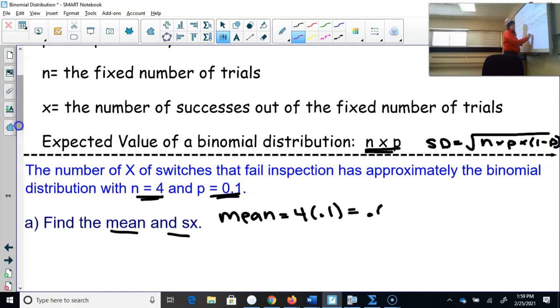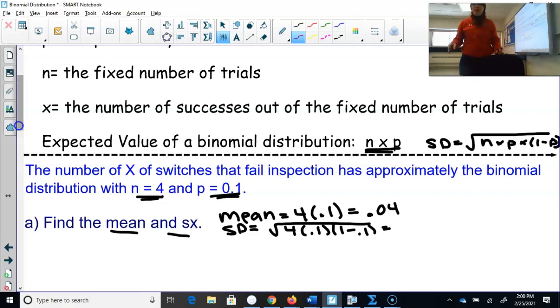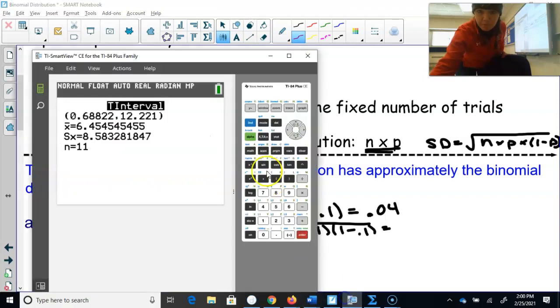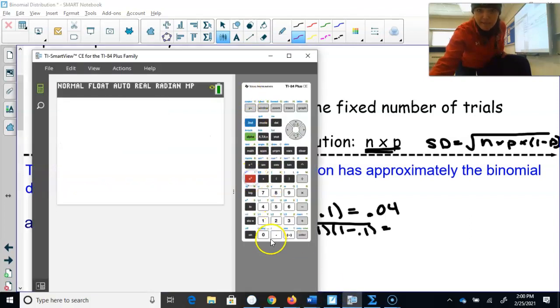All right, the next thing I'm going to do for the standard deviation is take the square root of n times p times 1 minus p. Okay, so I'm going to put that in my calculator right now. Square root, it's right there. So second x squared, 4 times 0.1 times 1 minus 0.1, that's 0.9. And I get 0.6.